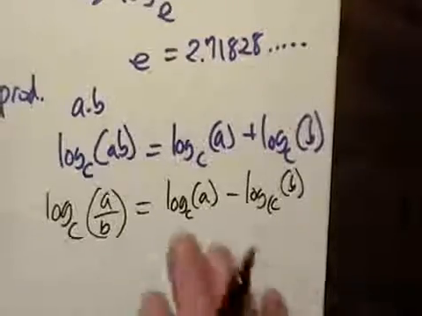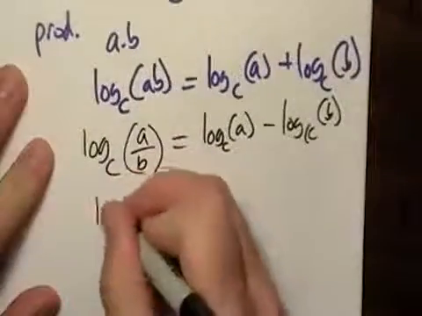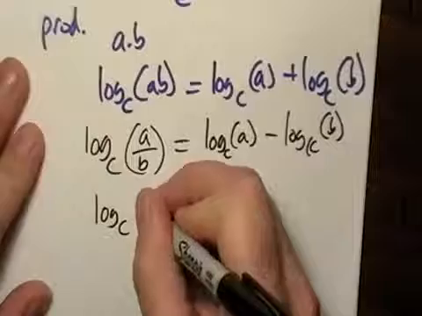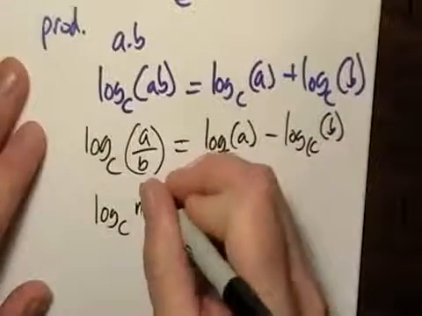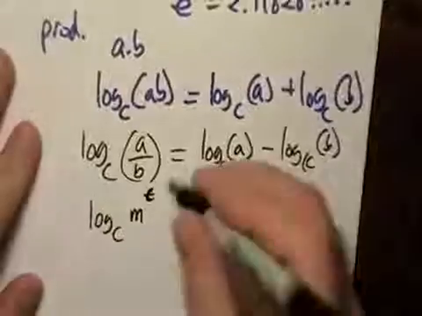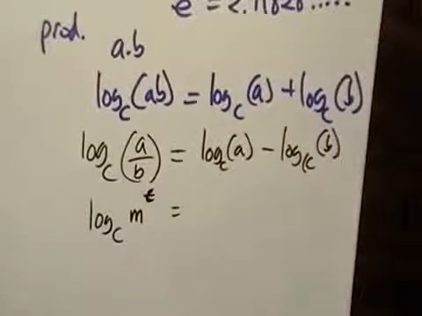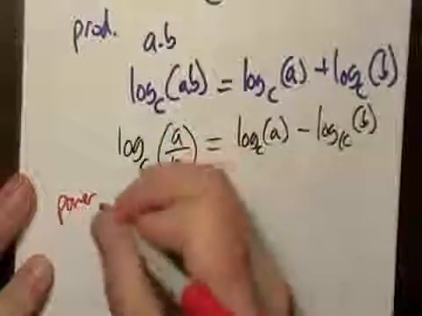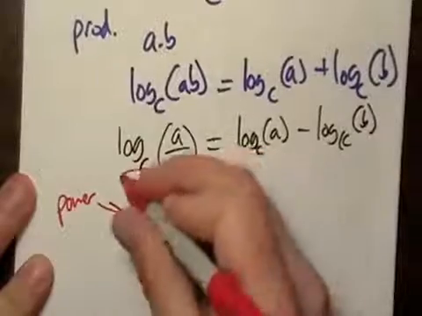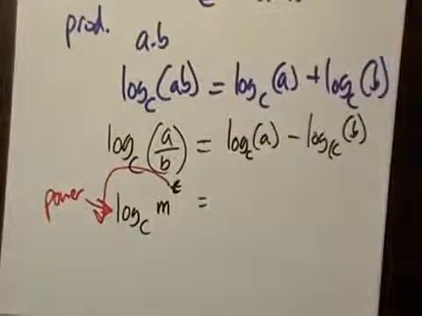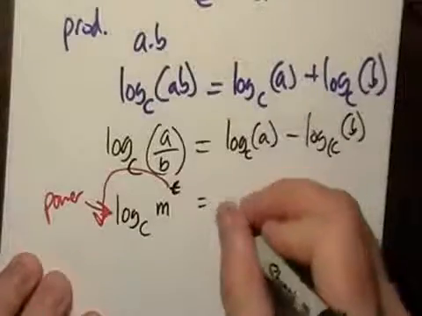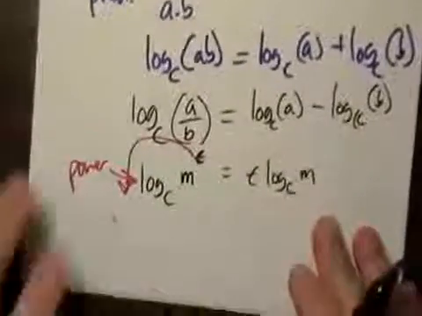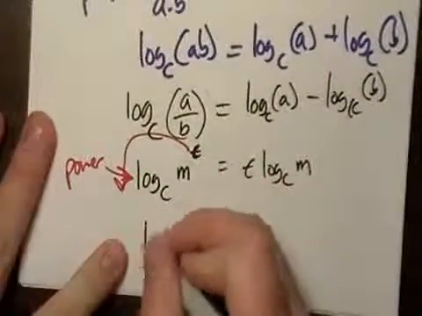What's another one? Oh, this is a good one. Here's a good one. Log base c of m to the t. We've got this neat little rule called the power rule, which just says you can take your exponent and stick it in front. Now, don't confuse the power rule right here. Don't confuse it for this.